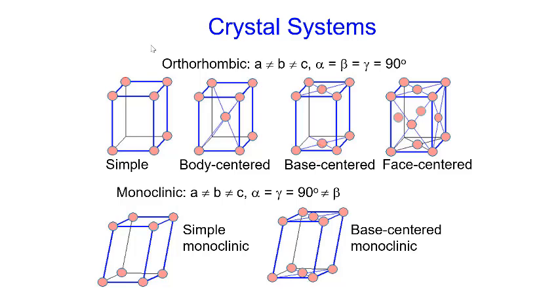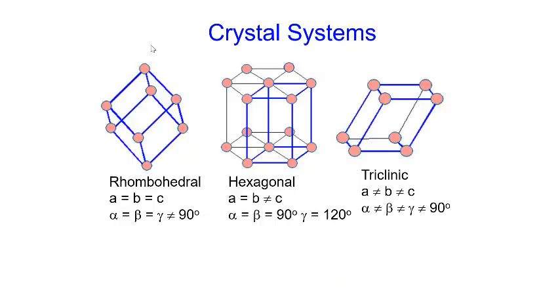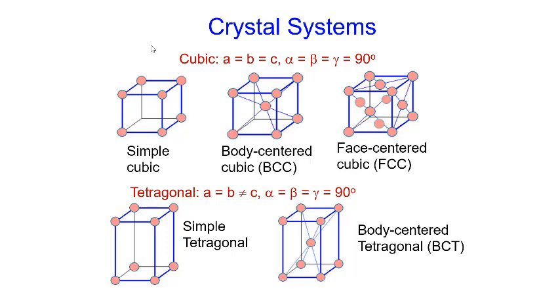Okay. In monoclinic, we have two, simple monoclinic and base centered monoclinic. And in these three, we have one each: rhombohedral primitive or simple, primitive hexagonal, and primitive triclinic. Okay. So 7 crystal systems and 14 Bravais lattices. All right.